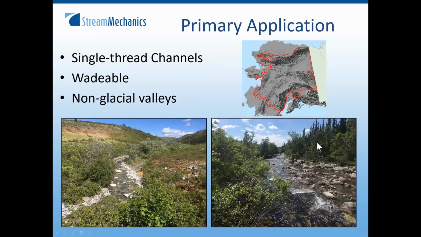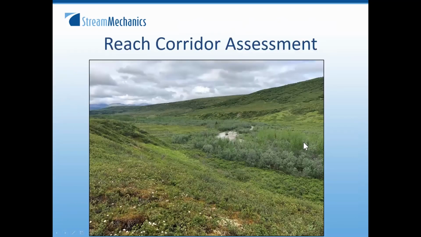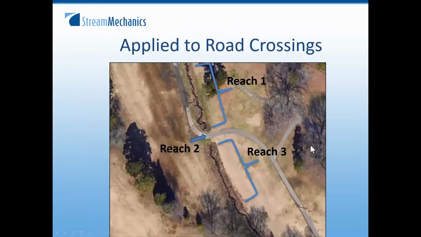Just keep in mind that this is a corridor assessment, so back to Matt LaCroix's comment this morning about the importance of the corridor. This tool is looking at the channel, the floodplain, and the riparian area. If you were applying this to road crossings, then you would probably do 3 reaches. You would look at an upstream reach and how that might be impacted by the culvert or the crossing. The second reach would be the crossing itself, and then you would look downstream of the crossing.